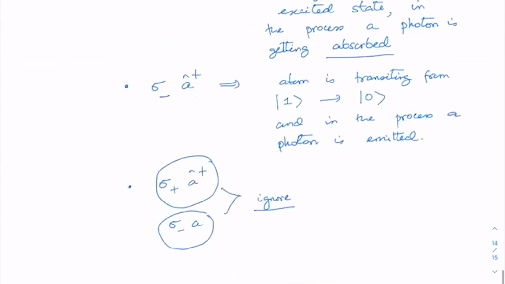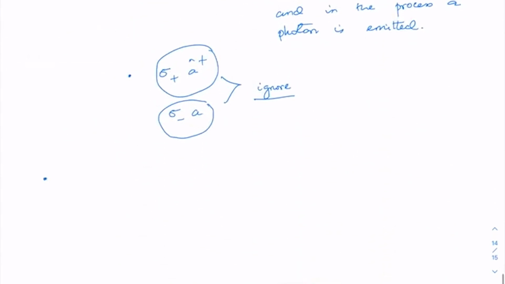So in that case, we have the so-called RWA Hamiltonian, the Jaynes-Cummings Hamiltonian under RWA. We can now write it as h cross omega a dagger a plus h cross omega atom.